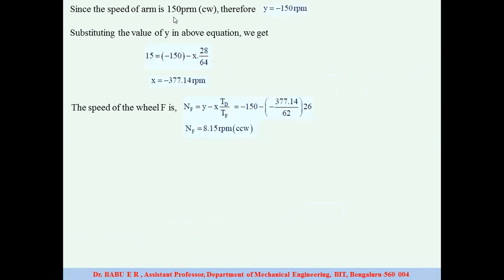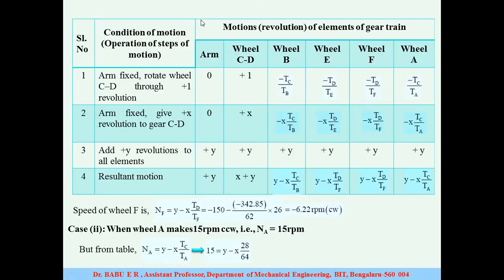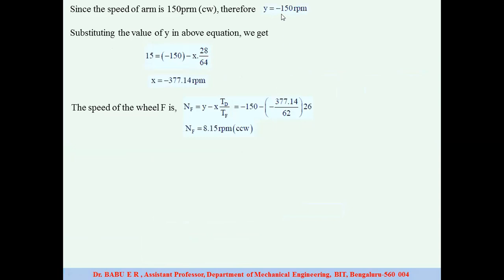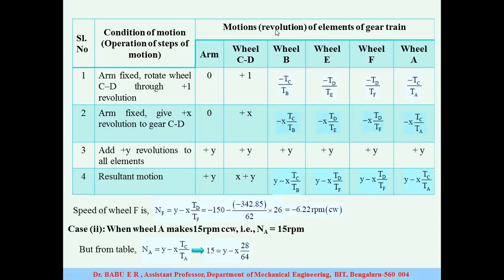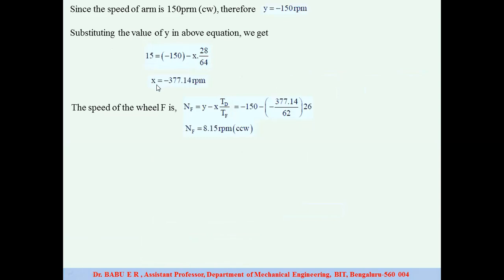Again, the speed of the RM is given as 150 RPM, but from the table the speed of the RM is y. Therefore, y equals minus 150 RPM. Now substitute the value of y into this equation and solve for x. You will get x as minus 377.14 RPM.